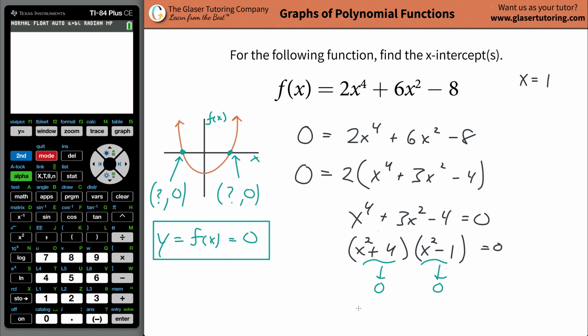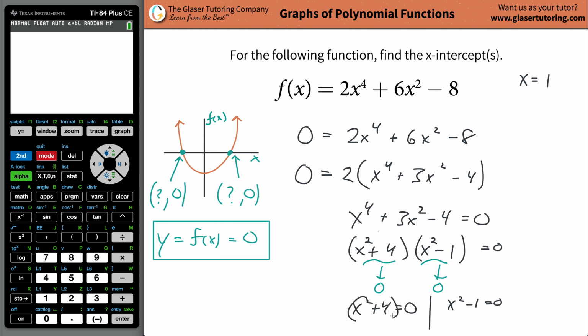So now here we go. It's going to be x squared plus 4 equals 0. And then I'm going to have x squared minus 1 equaling 0. Cool? Now, how do we solve this? We could do this a whole bunch of ways. Now, you might notice this.